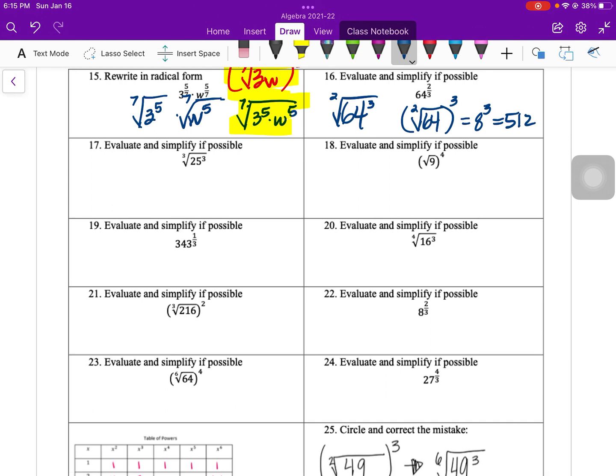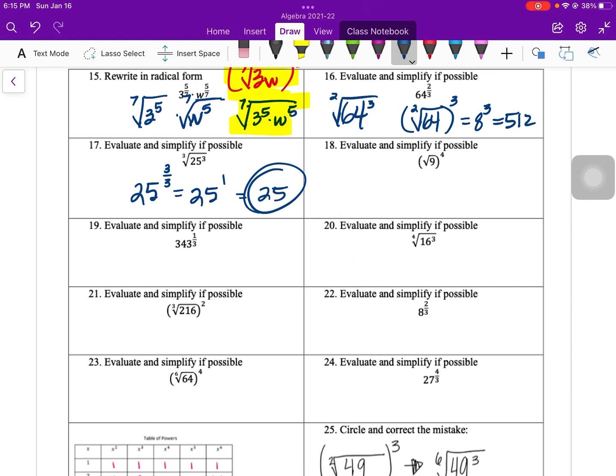Same thing with number 17. Let's think about how we might, oh, I see what's happening with this one. This one appears like it might be confusing, but when I write this in exponential form, it's just 25 to the 3/3. And remember, 3/3 is just one whole. So it's just 25 to the first, which is just 25. That one's almost so easy it's confusing.